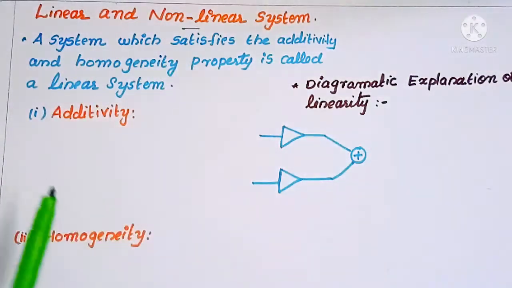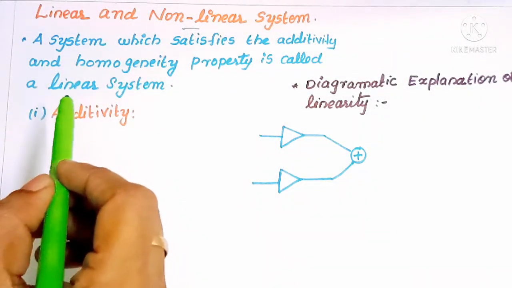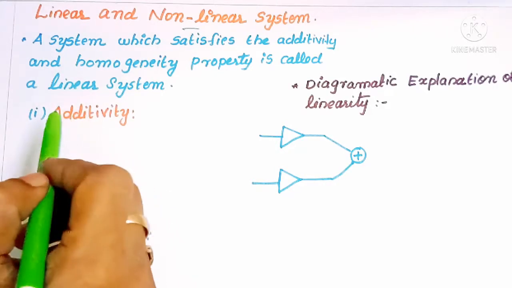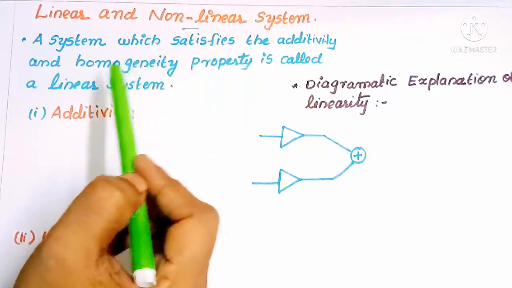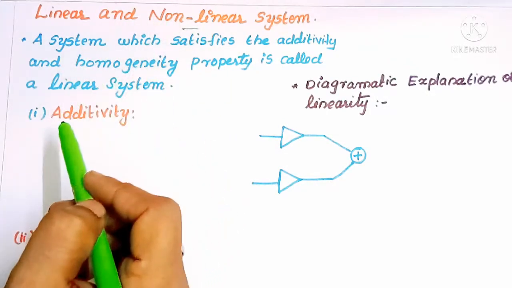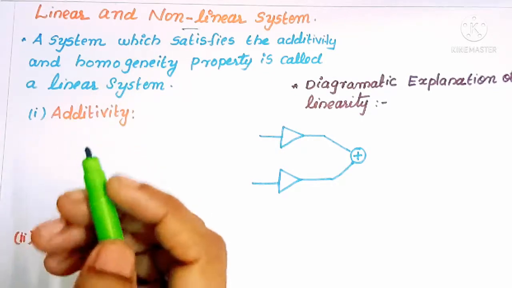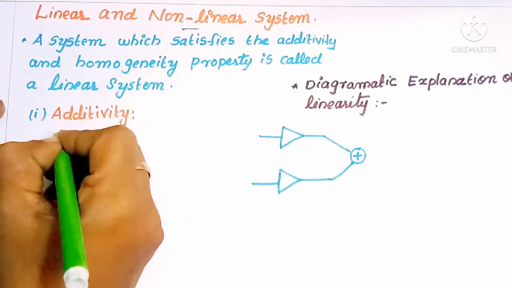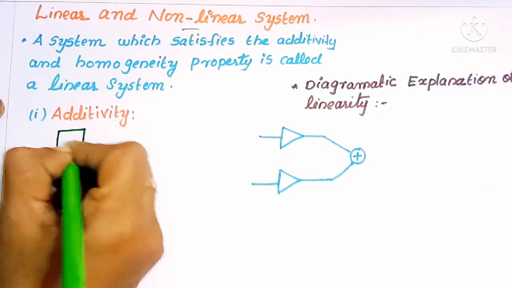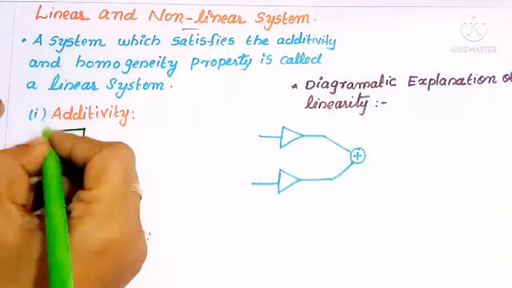Okay, here we can move to the detailed description of the linear system. A linear system satisfies the additivity property and the homogeneity property. What is meant by the additivity property? To understand the concept, we can take a system. This is the representation of a system.